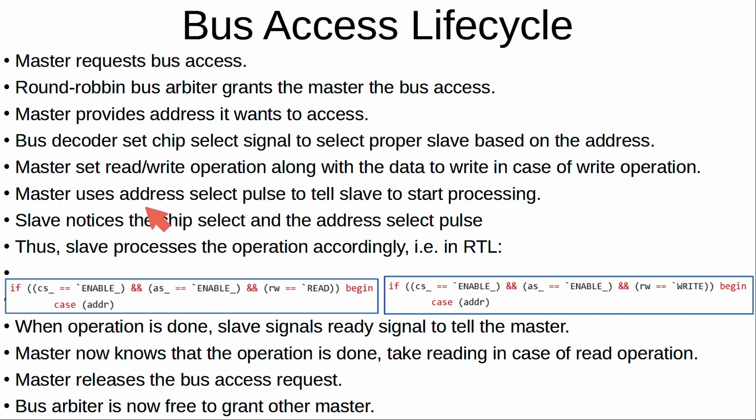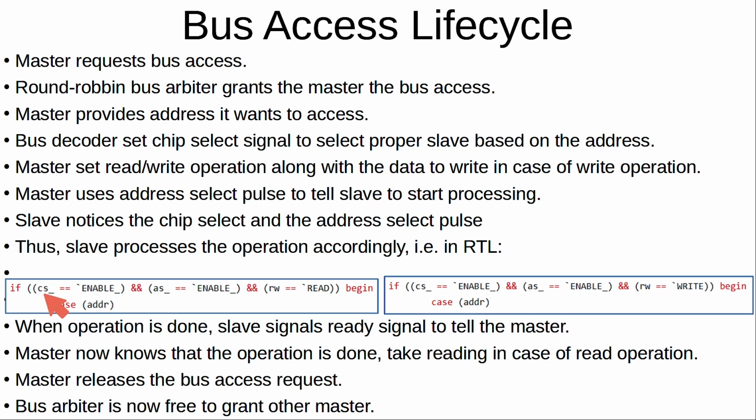Master will then use an address select pulse to tell the slave that it should start processing the data. When the slave notices that, it will process the operation accordingly. And this is how it looks in the RTL coding.